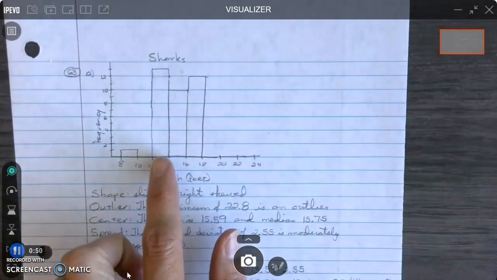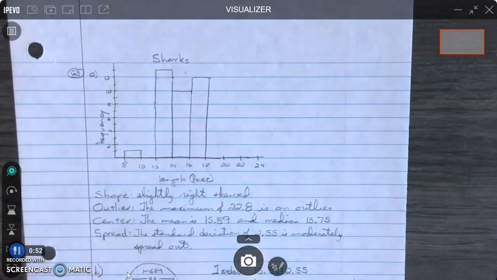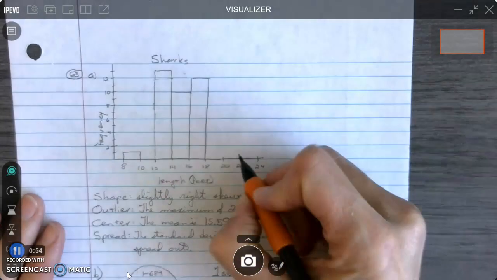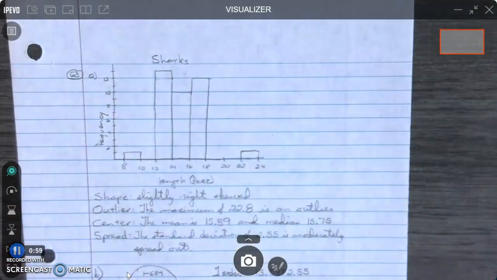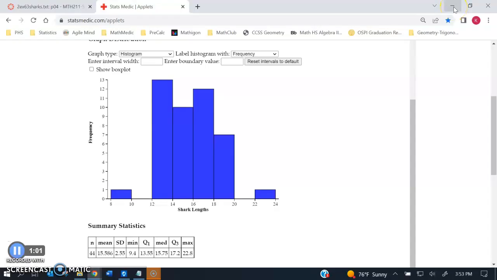I've created my histogram, and I'm recognizing I forgot one little bar here. Okay, and I may have missed one more, so just grab it. Let's see, 7. Yep, I forgot one more there.